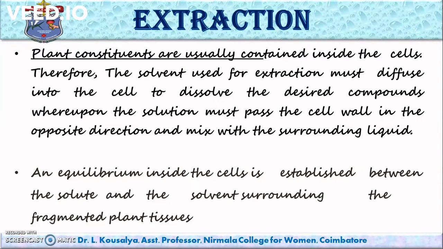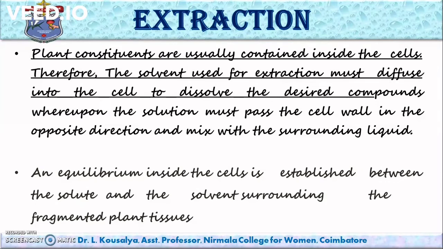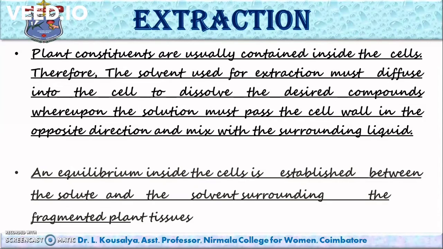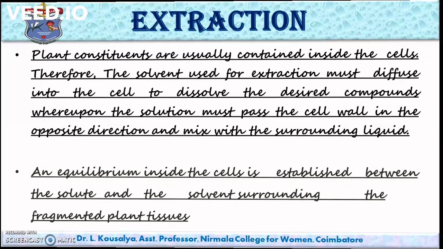Plant constituents are usually contained inside the cell. Therefore, the solvent used for the extraction must diffuse into the cell to dissolve the desired compound, whereupon the solution must pass the cell wall in the opposite direction and mix with the surrounding liquid. The equilibrium is established between the solute and the solvent surrounding the fragmented plant tissue.